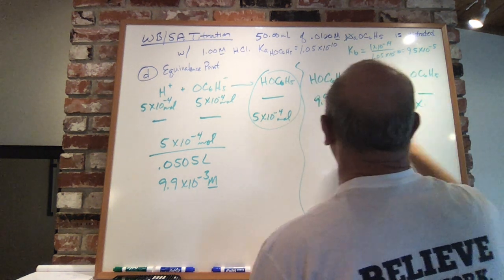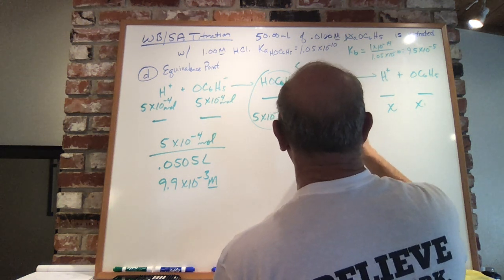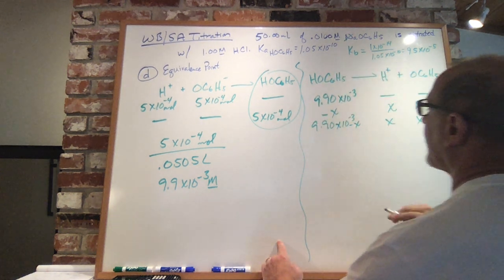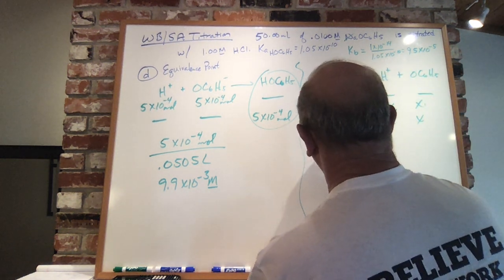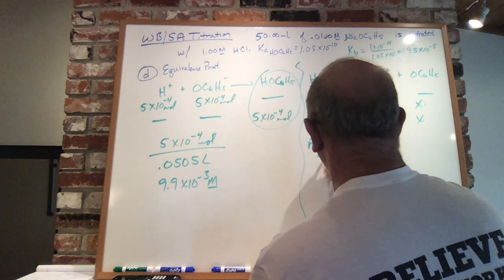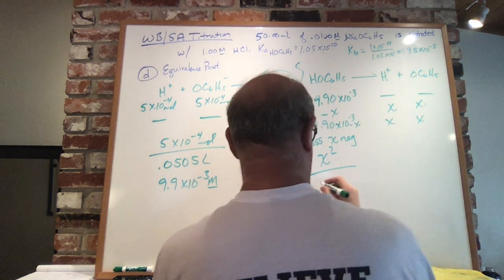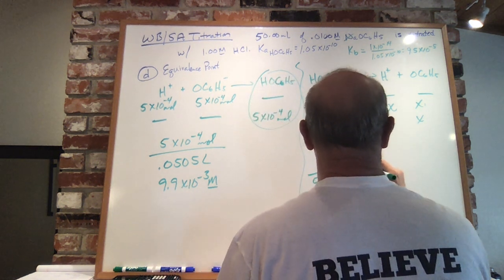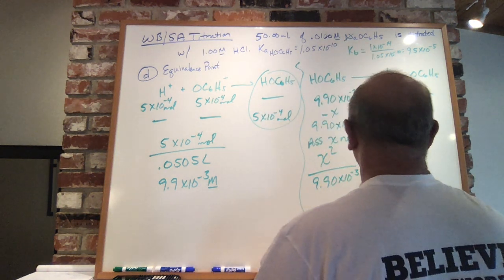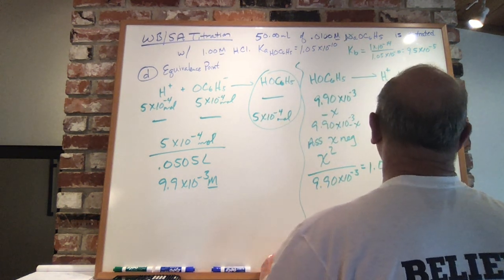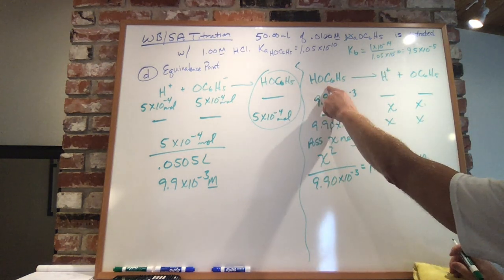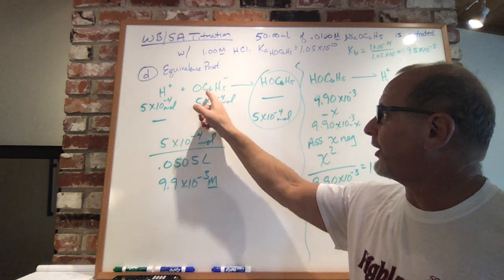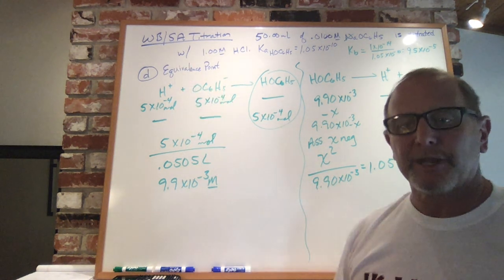Initial, change, equilibrium: nothing, x, negative x, 9.9 times 10 to the negative third minus x. You guys know the whole deal here. This is still going to be x squared over 9.9 times 10 to the negative 3 equals the Ka. Now, how did I know that had to be a Ka? Here I've got an acid up front, so I'm going to use a Ka. Over here, I've got a base up front. If I was using this side of the equation, I'd be using Kb.